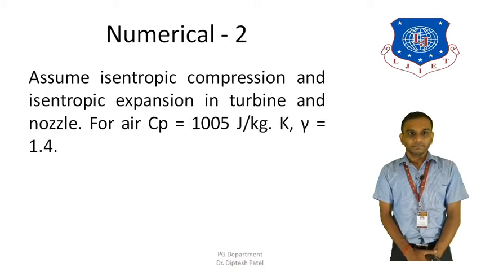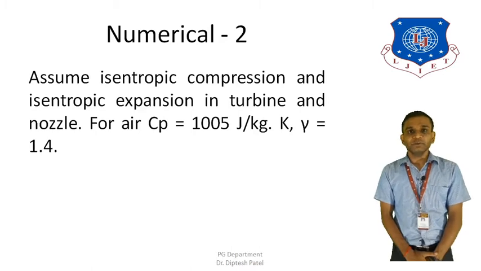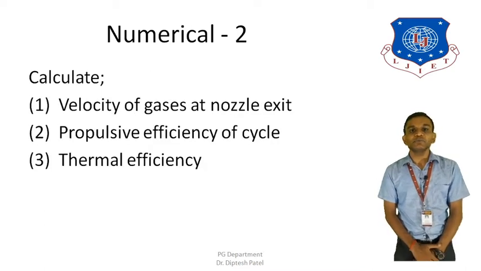Celsius. Now we have been told that we need to assume isentropic compression and isentropic expansion in the turbine and nozzle. So here the whole process would be isentropic, meaning the entropy would remain constant. Also the specific heat of air is given, 1.005 joule per kilogram Kelvin, and gamma is 1.4. So this is the data which has been given to us.